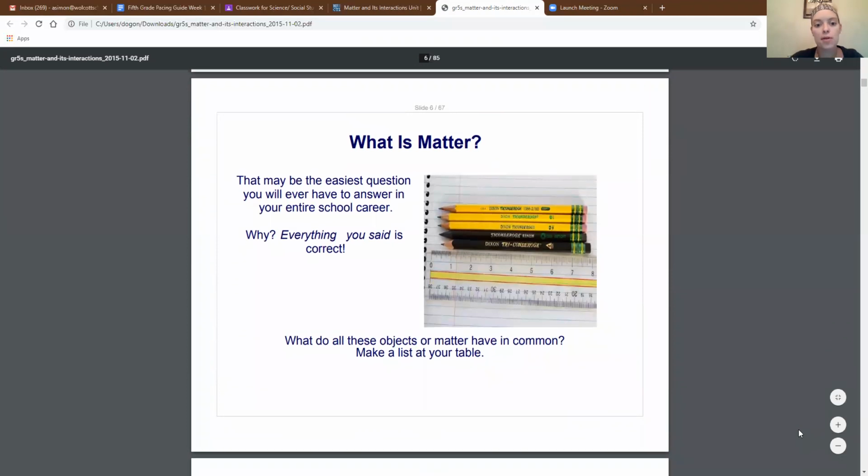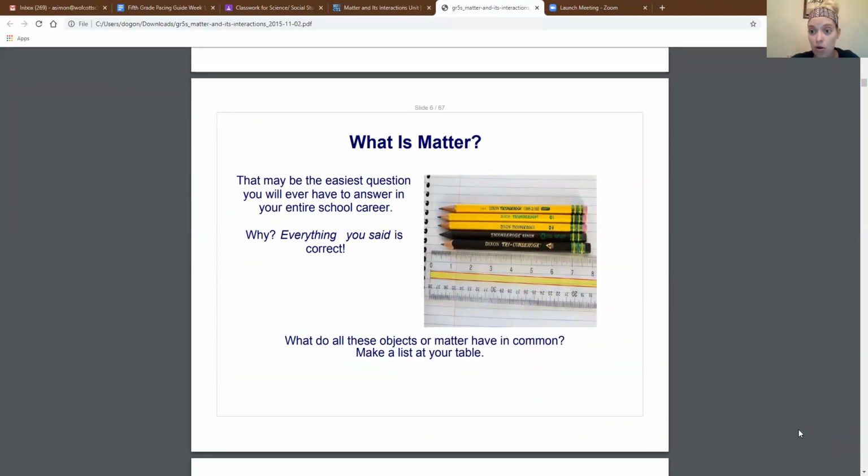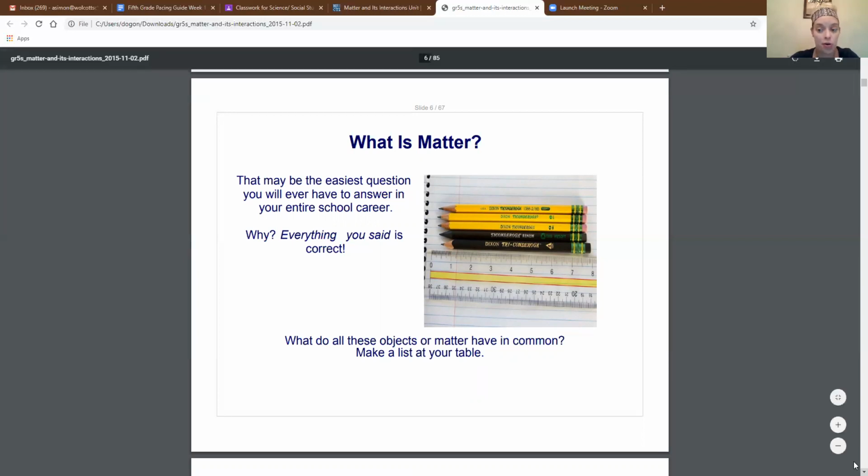Okay, so this is probably the easiest question that you're ever going to have to answer in school, okay? Everything is matter. All the stuff that you just named is matter. Everything that is around you is matter. So when I think of matter, I think of everything. I say everything matters, okay? Because everything around you, no matter how big or how small, is going to be matter.